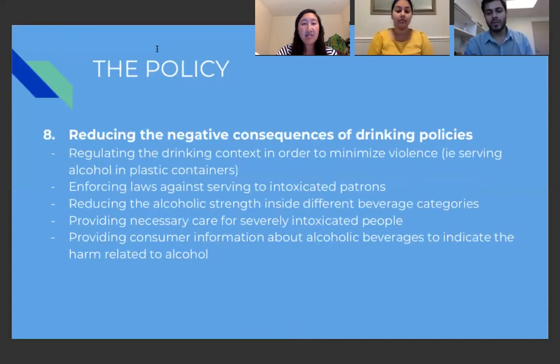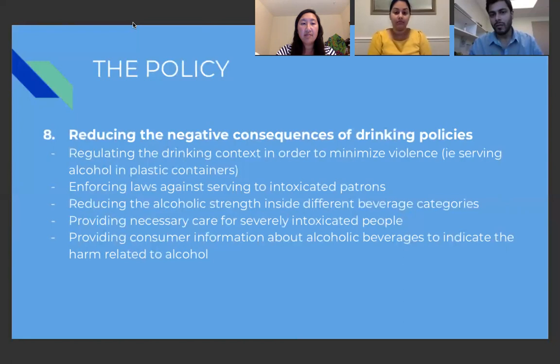The 8th target area is reducing the negative consequences of drinking policies, regulating the drinking context in order to minimize violence, such as serving alcohol in plastic containers, enforcing laws against serving to intoxicated patrons, reducing the alcoholic strength inside different beverage categories, providing necessary care for severely intoxicated people, providing consumer information about alcoholic beverages to indicate the harm related to alcohol.